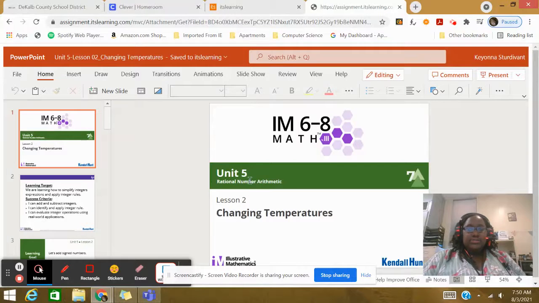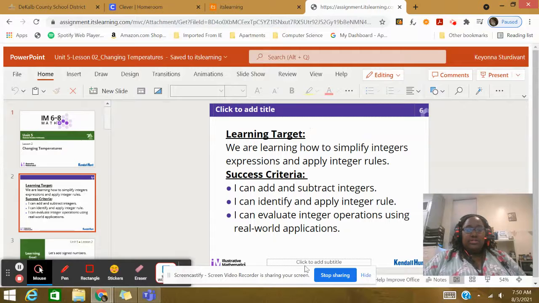Okay, so this is lesson two that we are starting today. Let's take a look at our learning targets and success criteria. Our learning targets: we are learning how to simplify integer expressions and apply integer rules. And then our success criteria: I can add and subtract integers. I can identify and apply integer rules. I can evaluate integer operations using real world application.